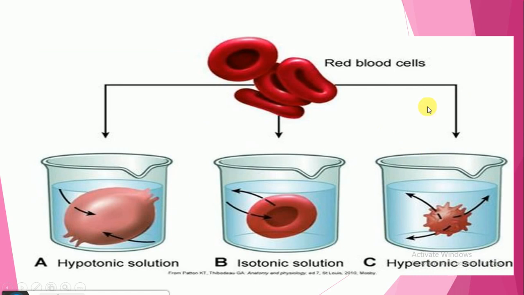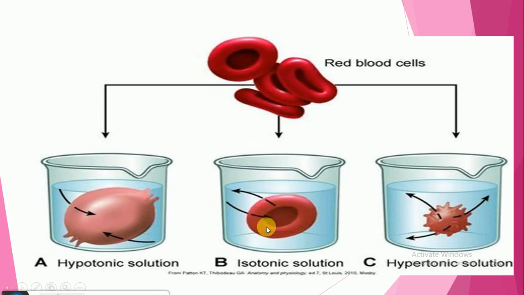Look here, these are the red blood cells, and they are put in different solutions. So this is an isotonic solution. As we have discussed already, in an isotonic solution the osmotic pressure is maintained, and this is the hypotonic solution, whose osmotic pressure is lower, and this one has higher osmotic pressure. Now look at the shape of the red blood cell. Here the red blood cell shape stays the same. There is no change in its morphology, structure, shape and size.